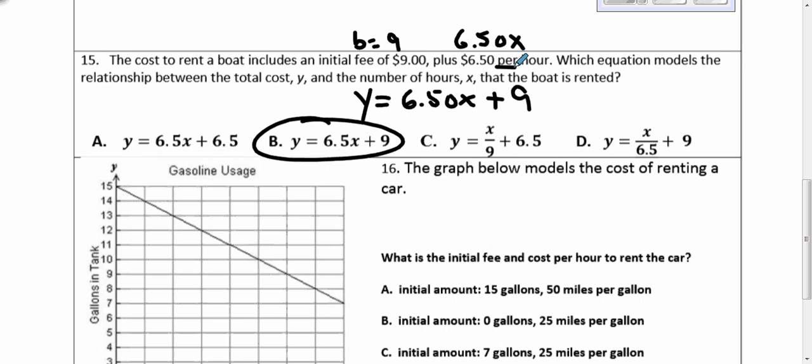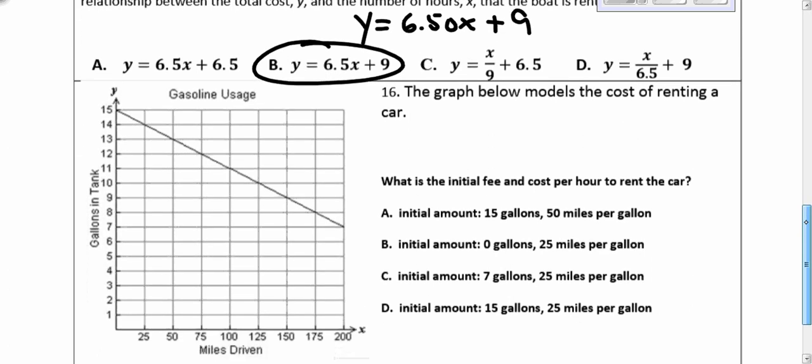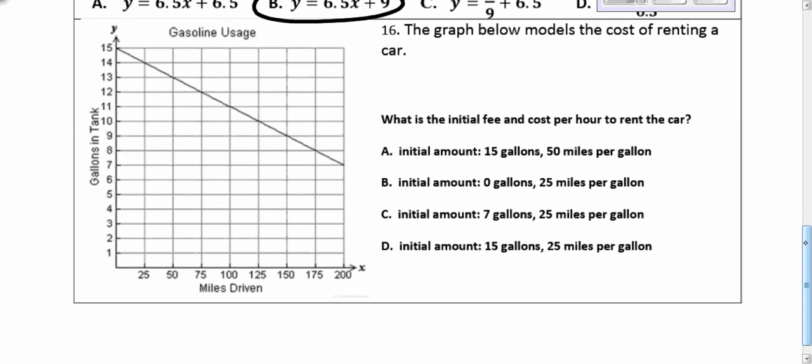I know it's not always the case, but anytime you see something that says per hour, that's going to get charged over and over again. That's the number that is your rate. That's the slope. The graph below models the cost of renting a car. What is the initial fee and the cost per hour to rent the car? So there are 2 things you have to figure out here. You have to figure out b and you have to figure out m.